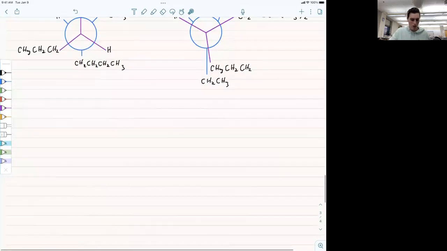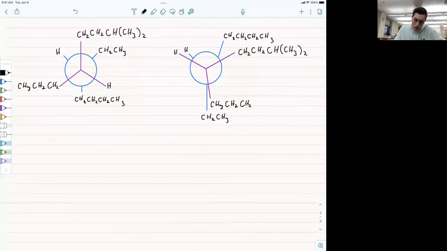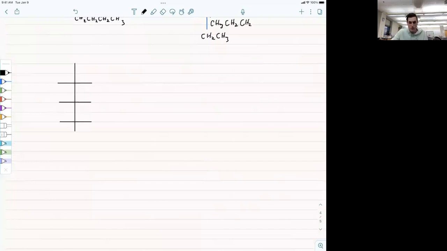That's Newman projections. And now, what was my next one? Fischer projections, that was it. So Fischer projections are, I hate Fischer projections personally, but you do also have these on your exams.